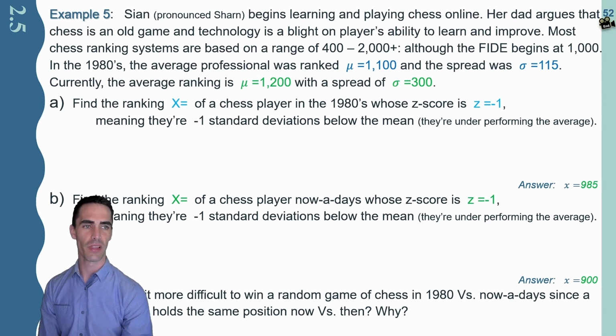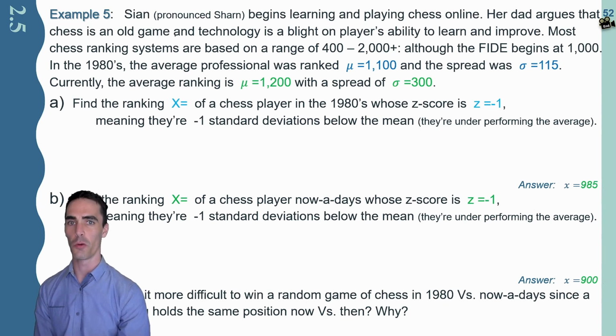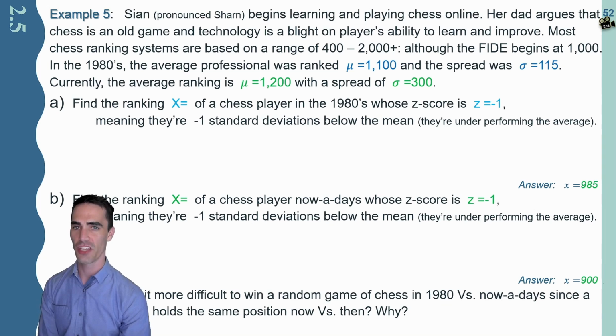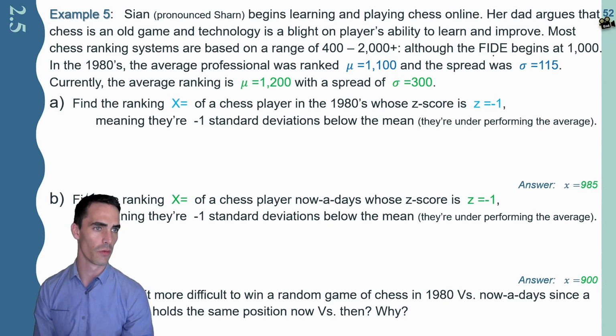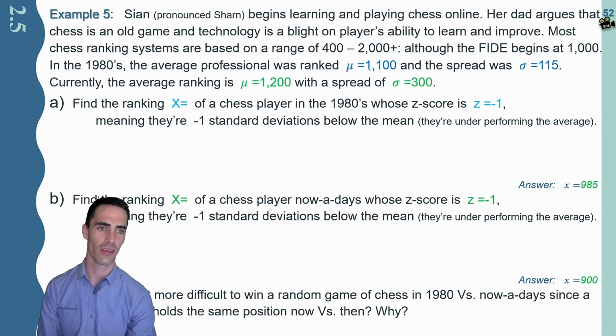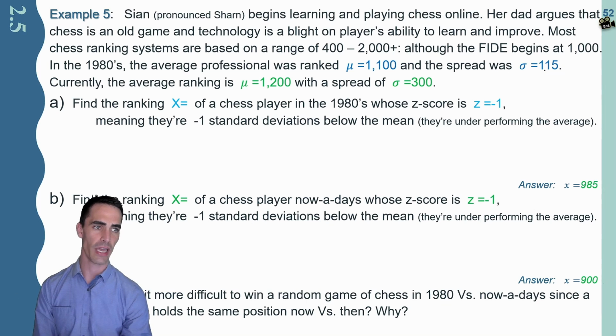Sharn begins learning and playing chess online. Her dad argues that chess is an old game and technology is a blight on a player's ability to learn and improve. Most chess ranking systems are based on a range of 400 to 2,000, although the FIDE, which is just a national ranking for chess, begins at 1,000. In the 1980s, the average professional was ranked at 1,100, and the spread, the standard deviation, was 115. Currently, the average ranking is 1,200, ooh, better, with a spread of 300. Interesting. So we have this old and new mentality.